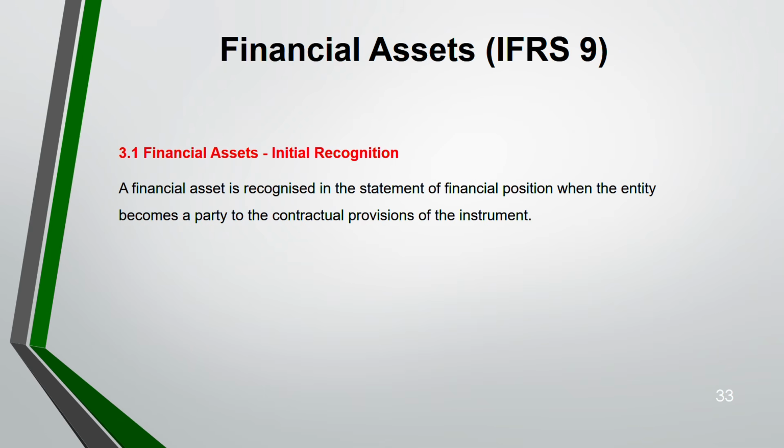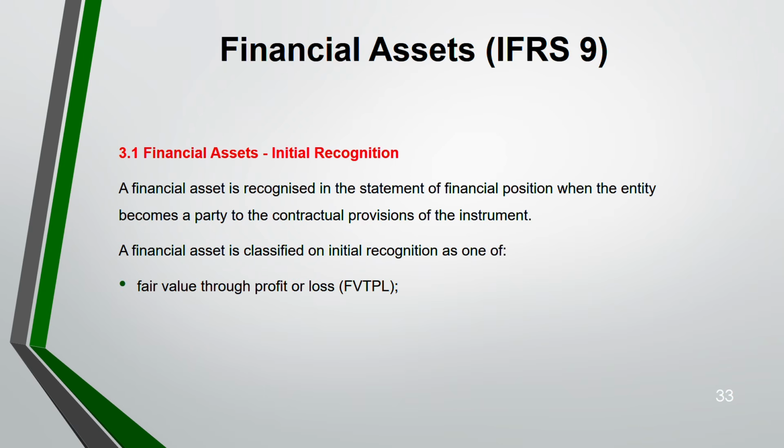Where an entity becomes a party to the contractual provision of the instrument, a financial asset is classified on initial recognition as one of these: either you recognize it at fair value through profit and loss, or fair value through other comprehensive income, or amortized cost. This is a must. You need to remember the difference between these three and under which condition you have to put it under first, second, or third. Very important.